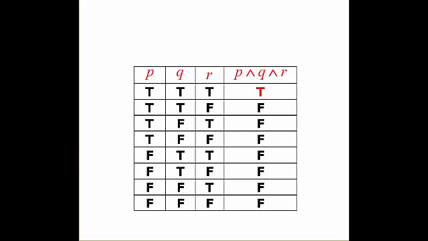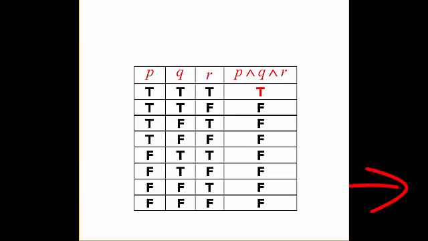Here with three statements we see that even more emphatically. With P, Q, and R there are 8 combinations, and only one of those gets the true, namely when everything is true. P, Q, and R all have to be true. So again, this shows the nature of AND as being stingy about being true.